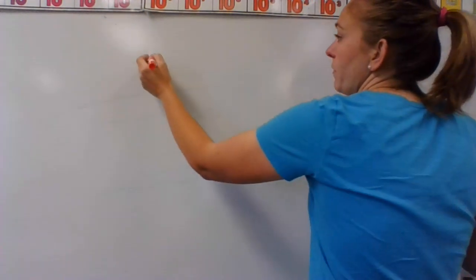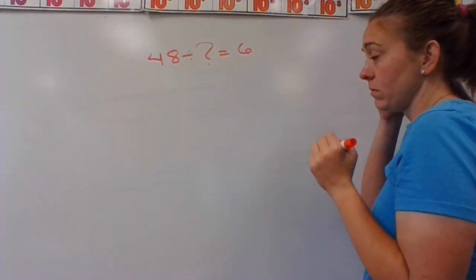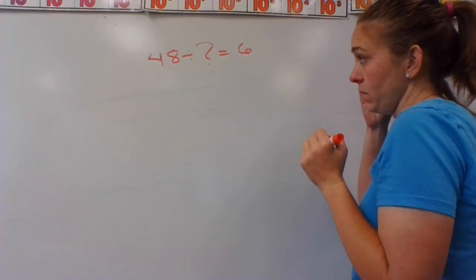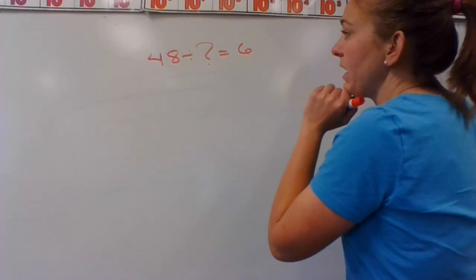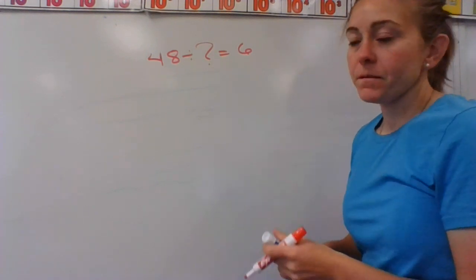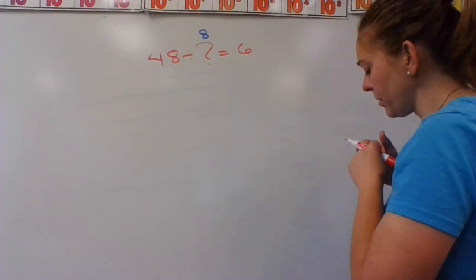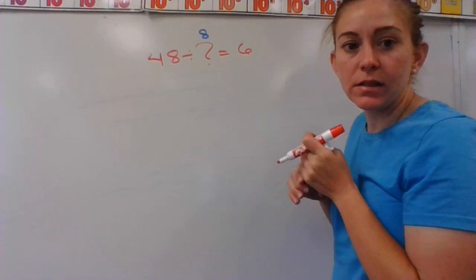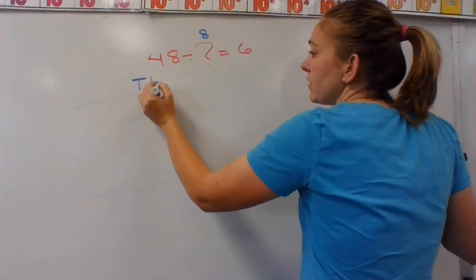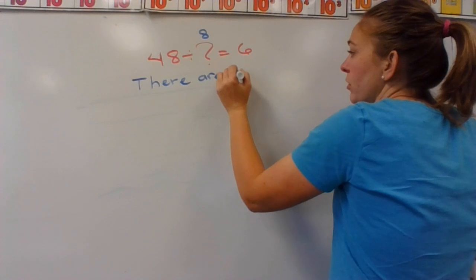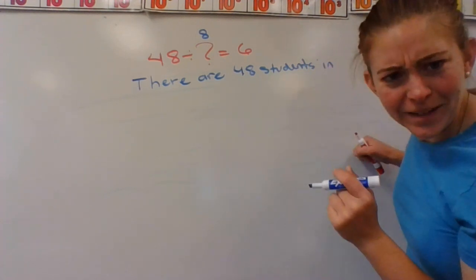So let's see. Let's do 48 divided by something equals 6. All right. So if I was going to do this, I'm looking for some number, 48 divided by something. And I know that 48 divided by 6 should be 8. I'm just going to put that right there because we know our math facts. So let's come up with a problem where we have to divide 48 by something to get 6. How about there are 48 students in summer school.